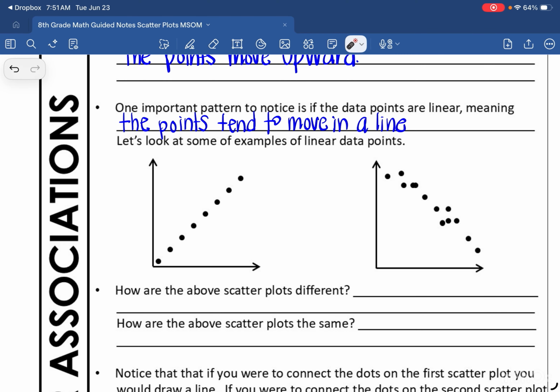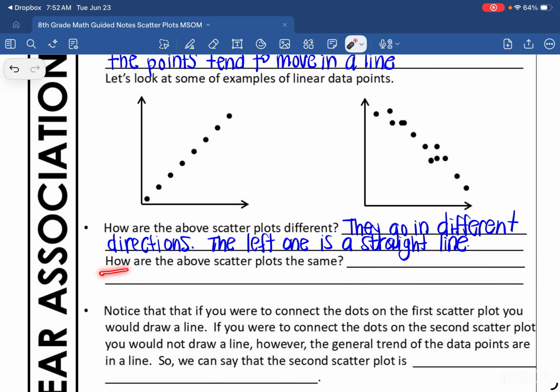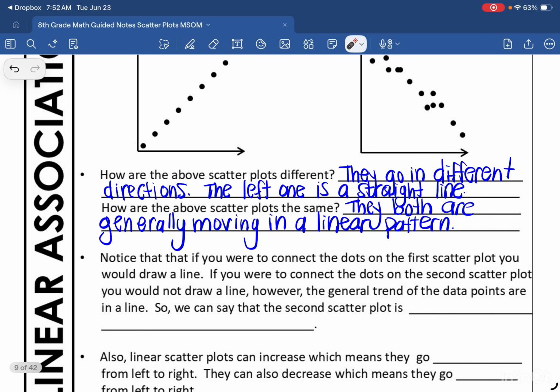How are the scatter plots different? They go in different directions. So this one's going up and this one is going down. Also, I noticed that this one is more of a straight line where this one's a little bit more spread out. How are the scatter plots the same? They both are generally moving in a linear pattern. Notice that if you were to connect the dots on the first scatter plot, you would draw a line. If you were to connect the dots on the second scatter plot, you would not draw a line.